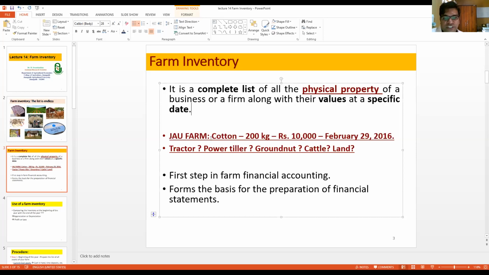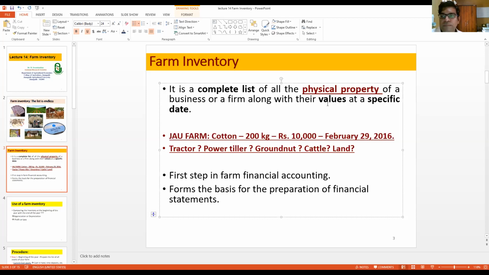For example, let us take the JU farm or university farm. For example, we have cotton, 200 kg. This is the quantity. And then we have value, 10,000 rupees, for example. The date is 29 February 2016. Like that, then tractor, power tiller, groundnut, cattle, land, whatever items we have, quantity as well as value. So this is what is farm inventory.